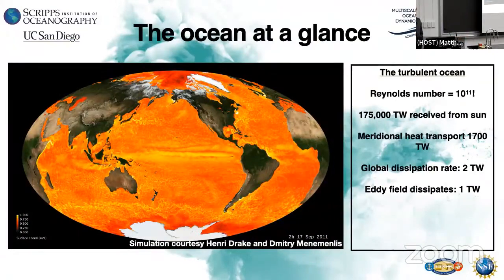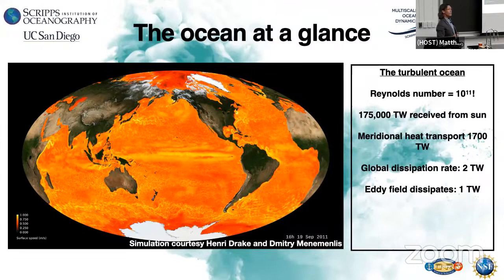I like to show this: what does the ocean actually look like from a numerical model simulation?